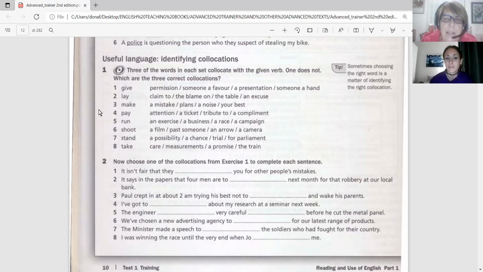Lei non è mentire, no, be careful. This is lie. This is lay, like giacere, sdraiarsi, ma a seconda delle parole che tu vai a scegliere cambierà il significato. Per cui lay claim to vuol dire fare un reclamo.